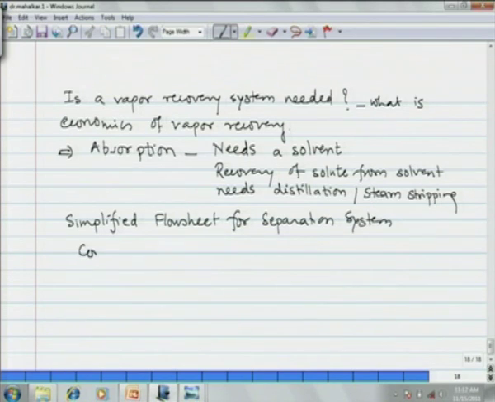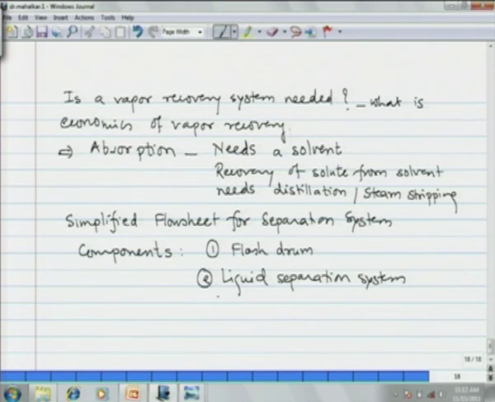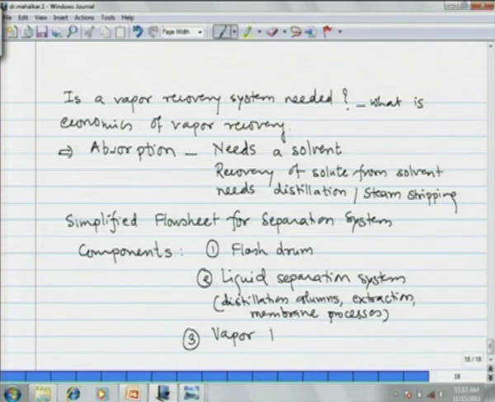The separation system components are a flash drum, a liquid separation system, which contains distillation columns, extraction units, even membrane separations, and so on and so forth, and then the vapor recovery system, which may contain absorption, adsorption, or membrane processes.